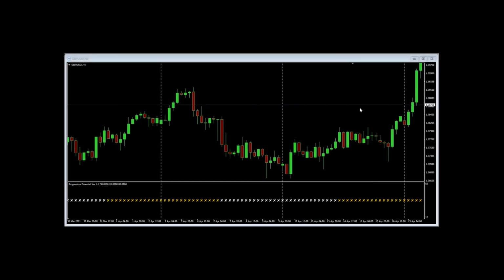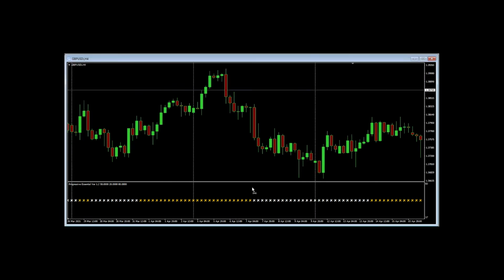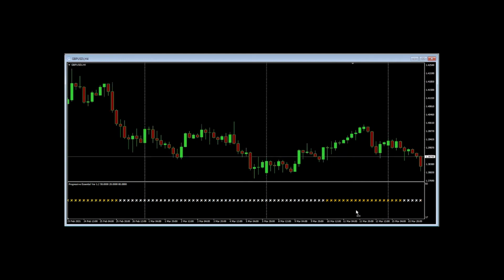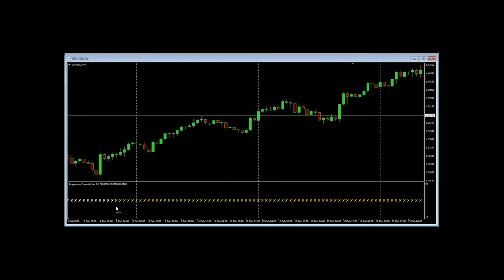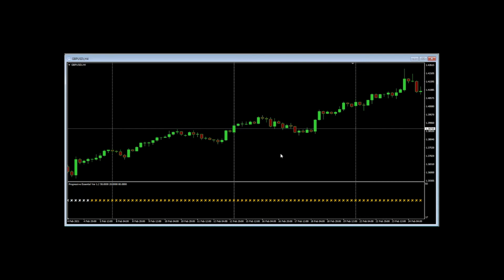Let's count the pips. About 240 pips here, and over here it's about 155 pips. Even if you played it short, it's about 70-some pips. Let's move further down the chart. Here you can see the white markers turn to gold. We had a very nice move to the upside. That's 550 pips. Actually, one of the multiple strategies we tested works like this.